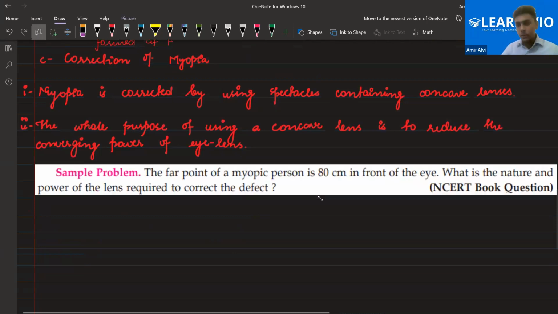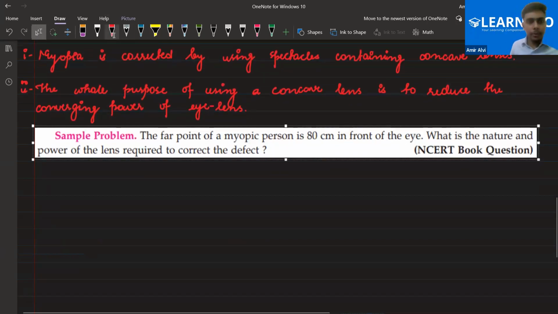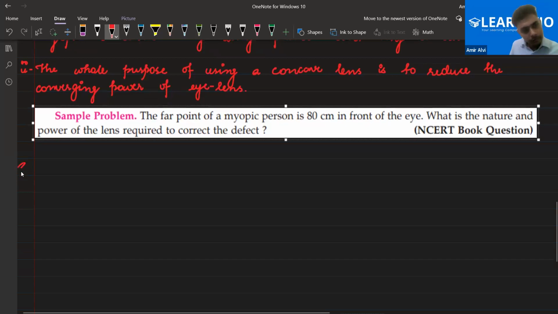Now let's do a basic question based on that, okay? And then we will move forward to the hypermetropia. Okay, and this topic would be done. So as you can see, the far point of a myopic eye is 80 centimeter. It means that the image was formed at 80 centimeter in front of the eye. Right? Yes or no, Shazil? Yes, sir. What is the power of a lens required to correct the defect?